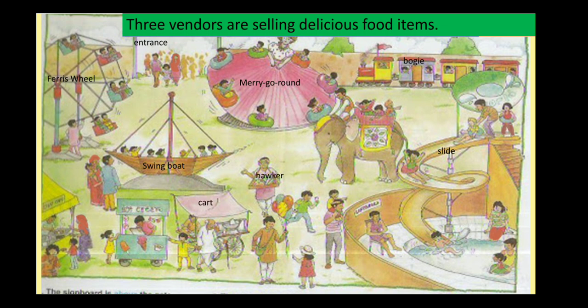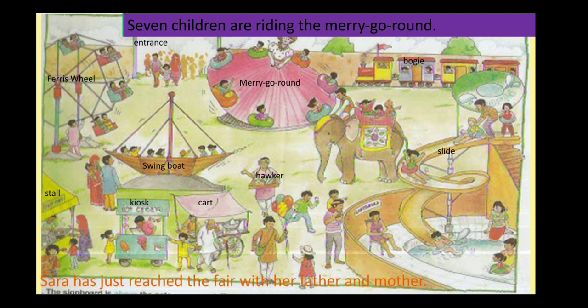This is a hawker, cart, kiosk, and a stall. 7 children are riding the merry-go-round. Sarah has just reached the fair with her father and mother.